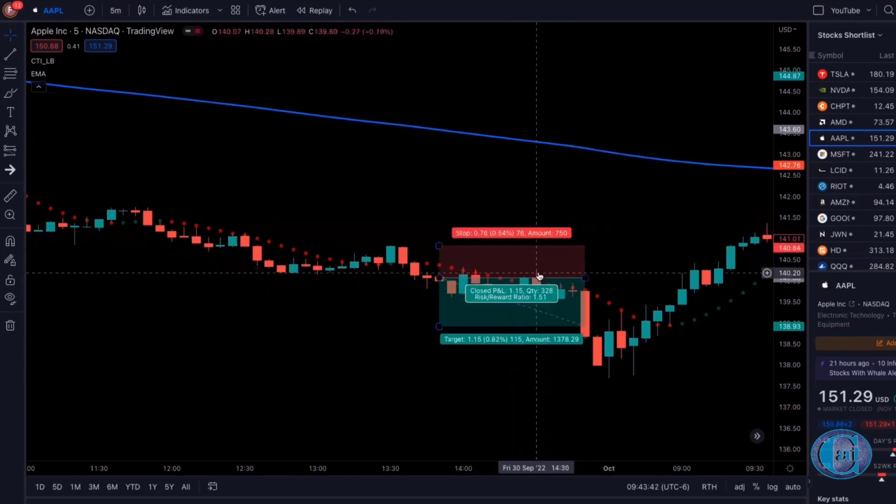Now, I'm about to show you a bonus tip, which is going to get rid of even more false signals for you. And this bonus tip is going to increase your win rate on the scalping trading strategy.